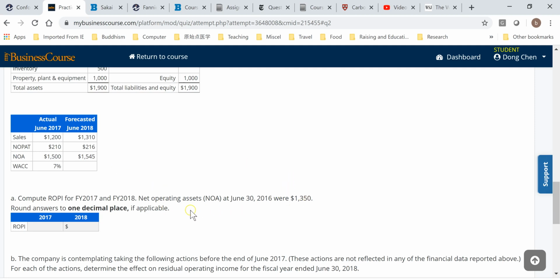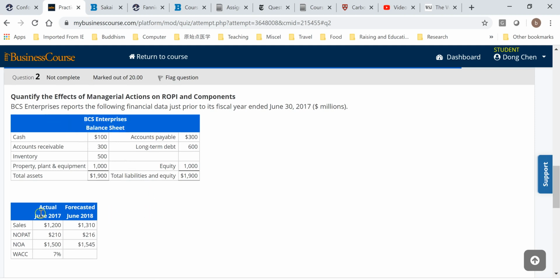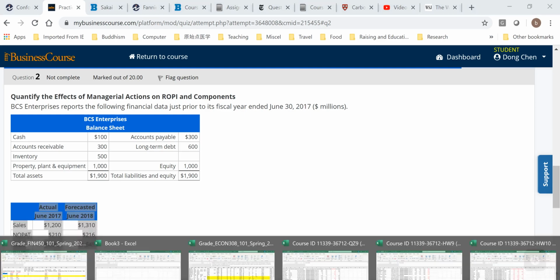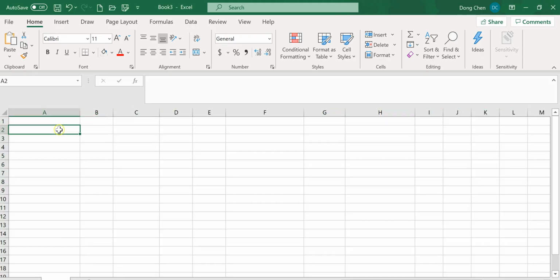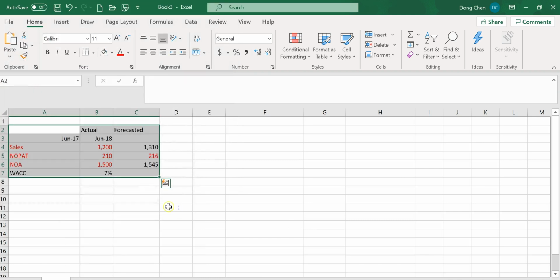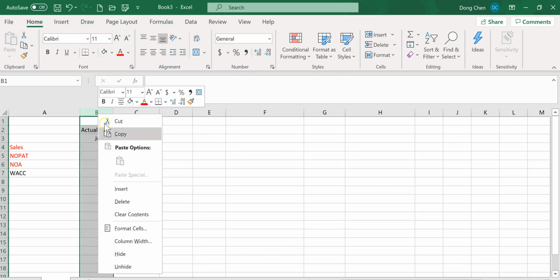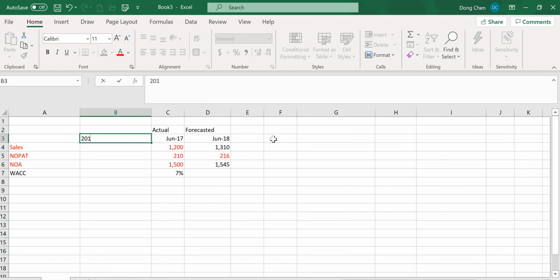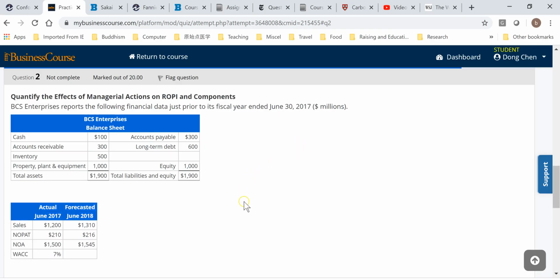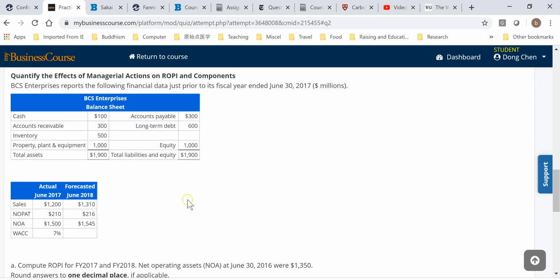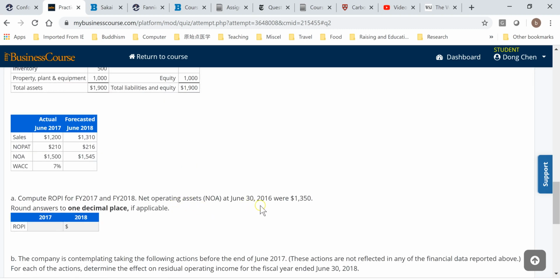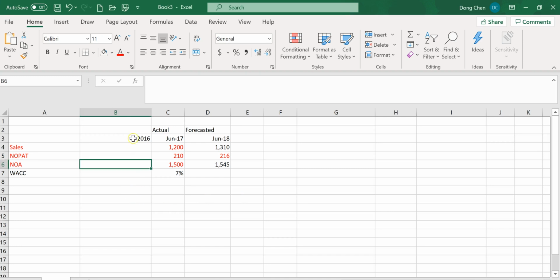So given that, let's first copy the numbers, right? Copy all these numbers. So I want to add 1 column here because I need the NOA number in the previous year, which is the beginning balance, in order to calculate the ROPI. So we're provided with the previous year's NOA balance is this number. So I just copy it and put it here. So now I can calculate ROPI for these 2 years.